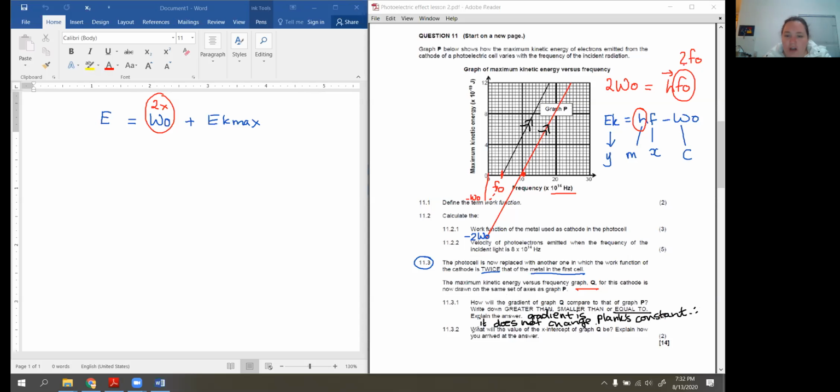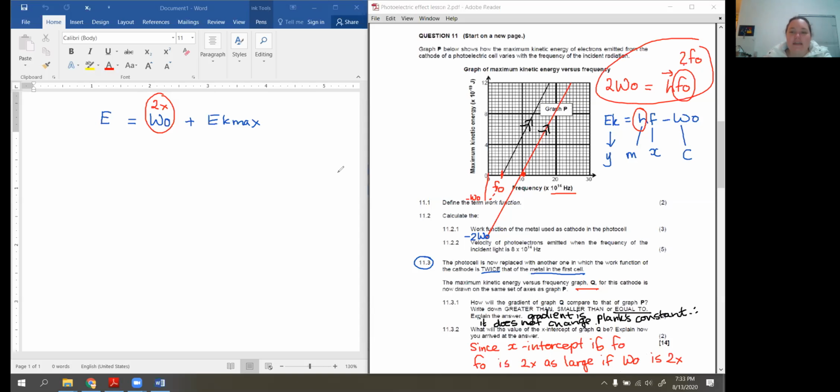The next question asks us, what will the value of the x-intercept of graph Q be? Explain how you arrived at the answer. I'd say something like that is probably how you arrived at the answer, but you can say here that since the x-intercept is f0, f0 is twice as large if W0 is twice as large. You'd write that out in full in an exam. Something along those lines.